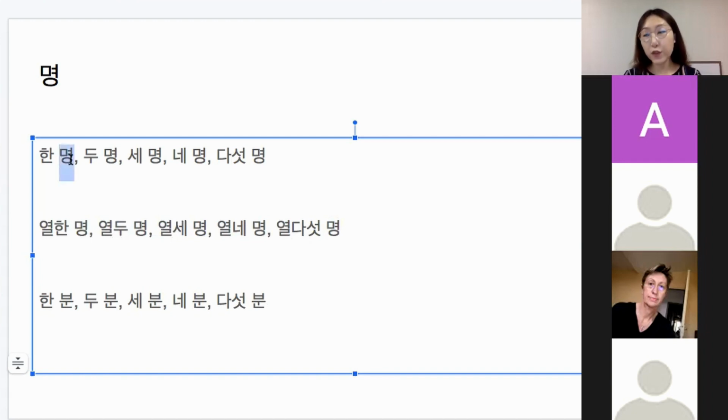Here, 명 is the informal way. 명 is informal, 분 is the formal way. So if you say 한 명, then it is for your friends or somebody who is younger than you. If you say my grandmother is here, one grandmother, 한 분. Because my grandmother is older than me, I have to respect her. So we say 할머니 한 분 있어요. There is my grandmother, one person here.